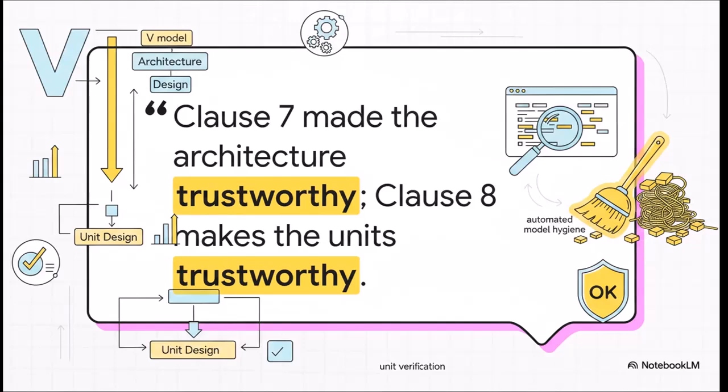So we're still on the left arm of the ISO 26262 V-model here, but look at how much our position has strengthened. I want to leave you with this exact thought to bookend everything we've discussed today. The standard essentially states, Clause 7 made the architecture trustworthy, Clause 8 makes the units trustworthy. The next stage starts from clean code. By leveraging automated model hygiene, your unit verification and integration don't start with a mess. They start clean.